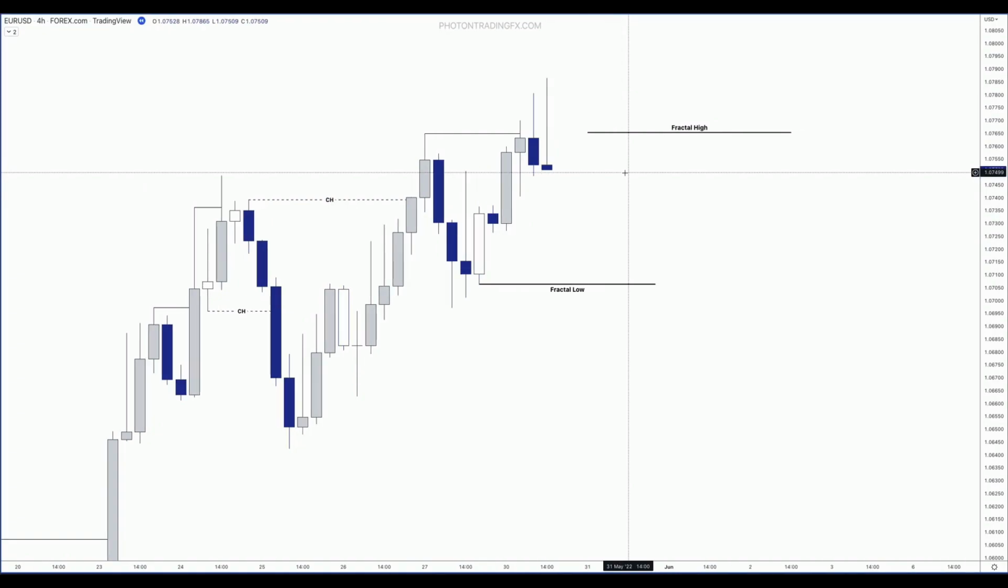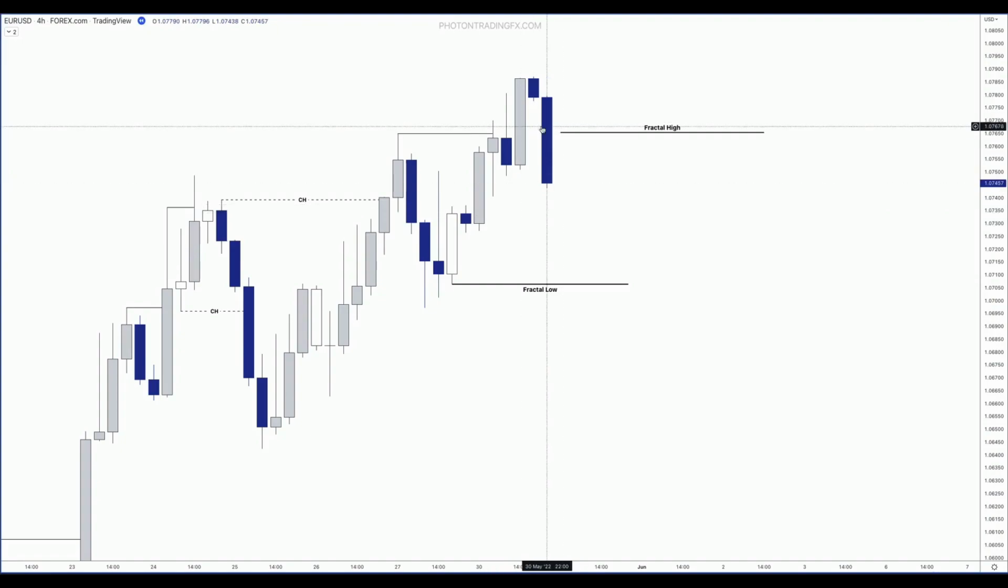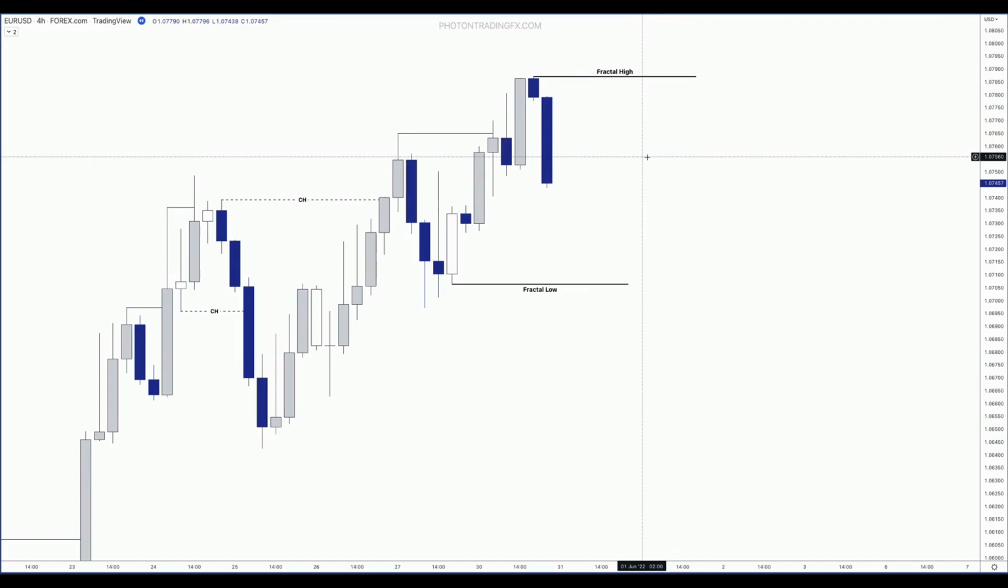That breaks the high, does it? Let me double check. 86.5, 87, yeah, so that was a continuation of the fractal structure. Now we pull back, so now we know where our fractal high is. Okay, there it is. Cool, let's see what happens.